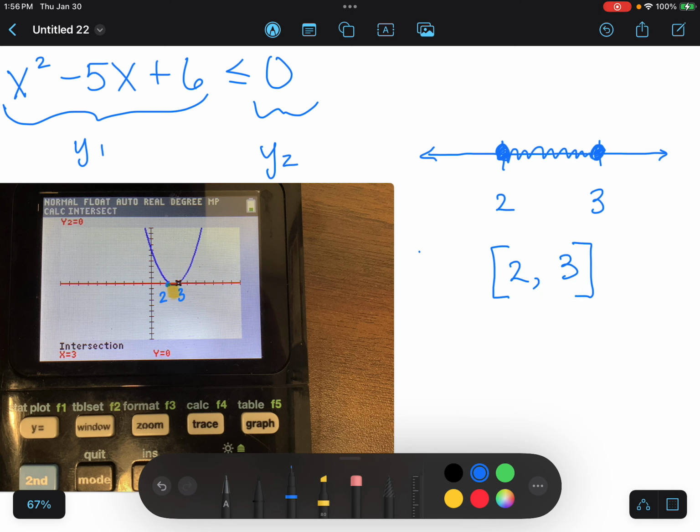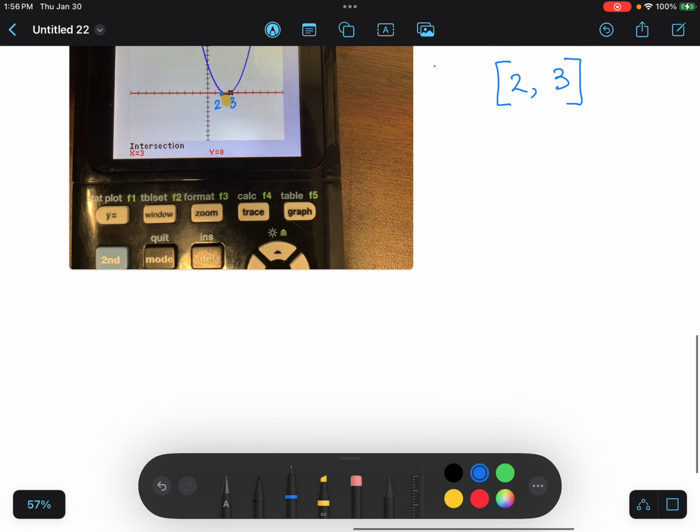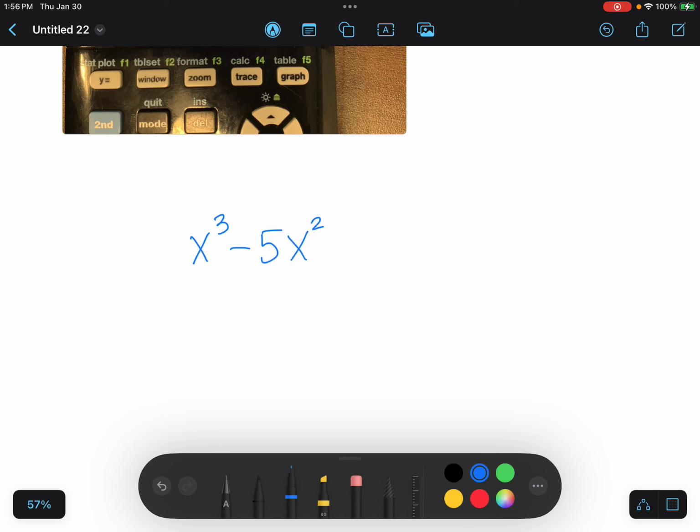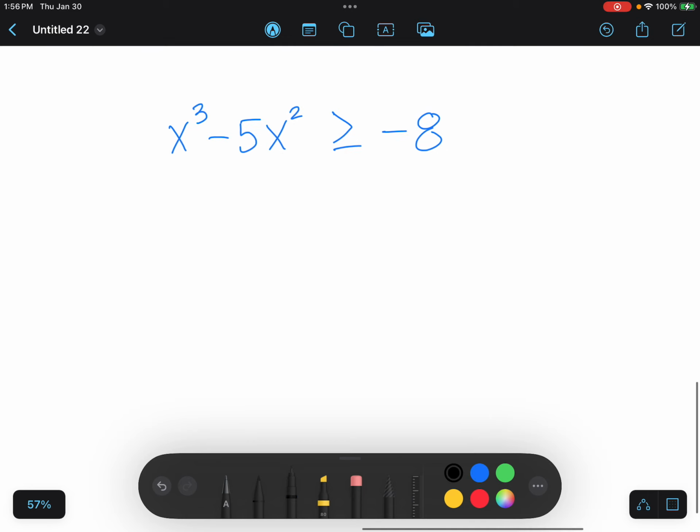and I'm done. And it saves us a lot of time from not having to guess a number and see if it actually works or not. Okay? So let me give you one more of those. X to the third minus 5x squared greater than or equal to negative 8. So once again, this is going to go into y1, and this is going to go into y2.